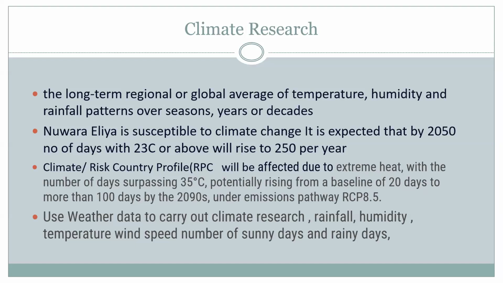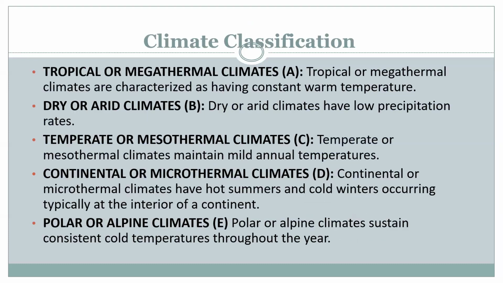I think these other things mention emission pathways. Those are climate indicators, but I don't want to mention them here. Use weather data to carry out climate research: rainfall, humidity, temperature, wind speed, number of sunny days and rainy days. Those are the basics. These are the 5 climate classifications. I think you can go through the slides.